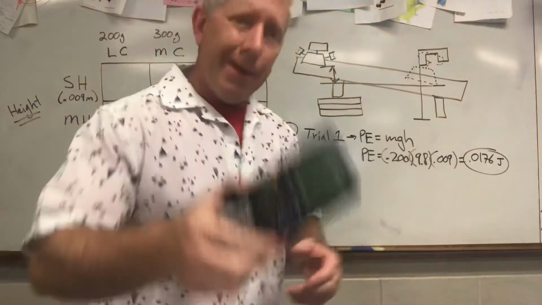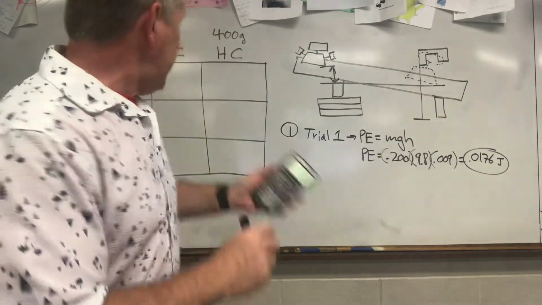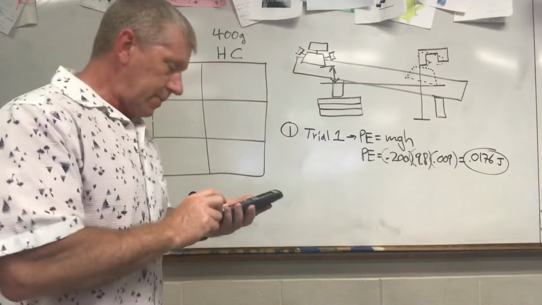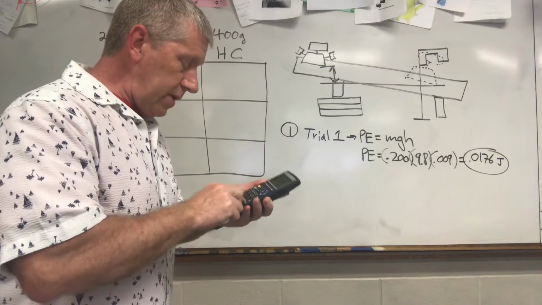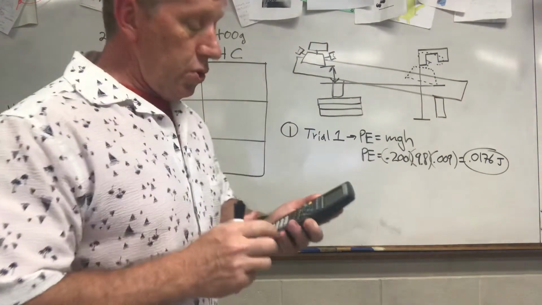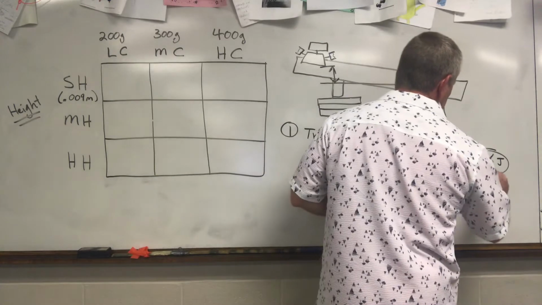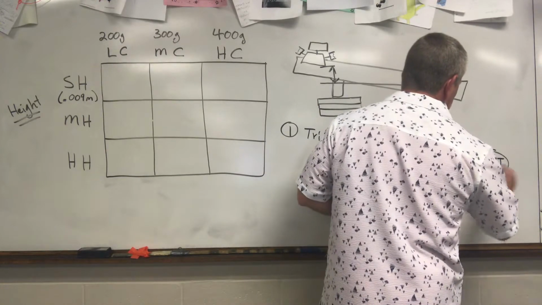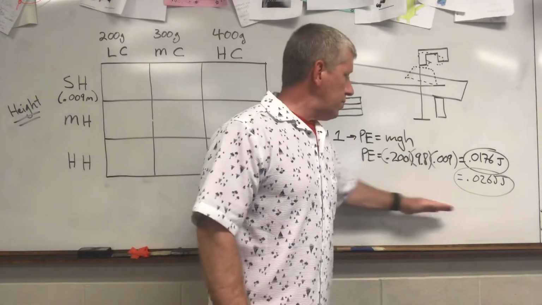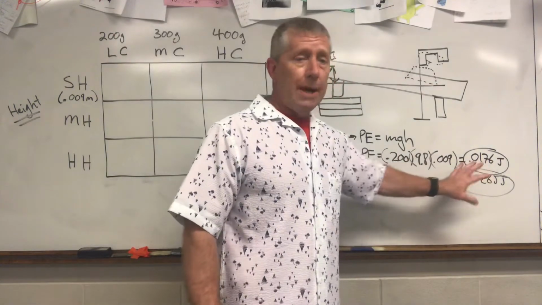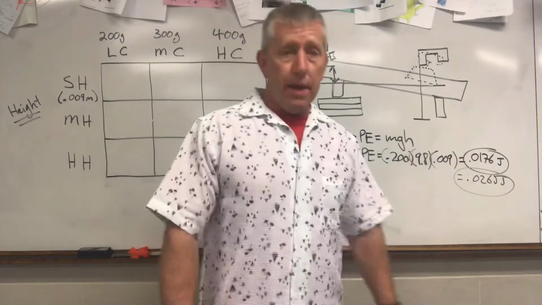So for the second one, I'll do this one with you too, lab partner. So the second one, what are we going to do? We're going to take 0.3, multiply it by 9.8, and then multiply it by 0.009, and you get 0.0265. So for trial 2, 0.0265 joules. And that's all you have to do. And you can just keep going and do each one of the trials and just show the answer after you've shown how to do it once. It's the same each time.